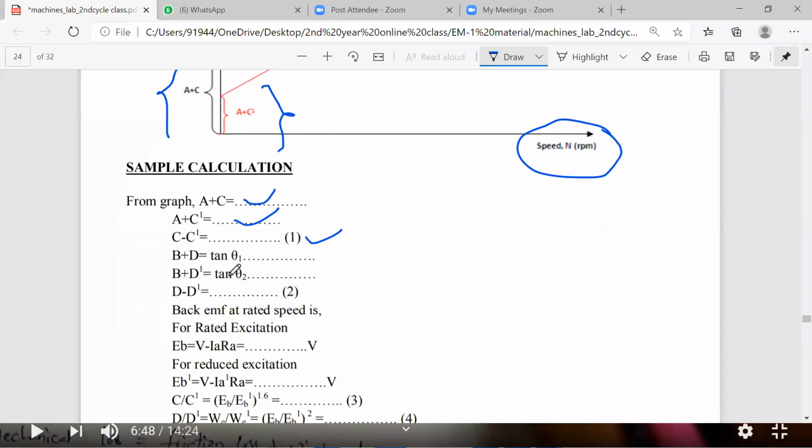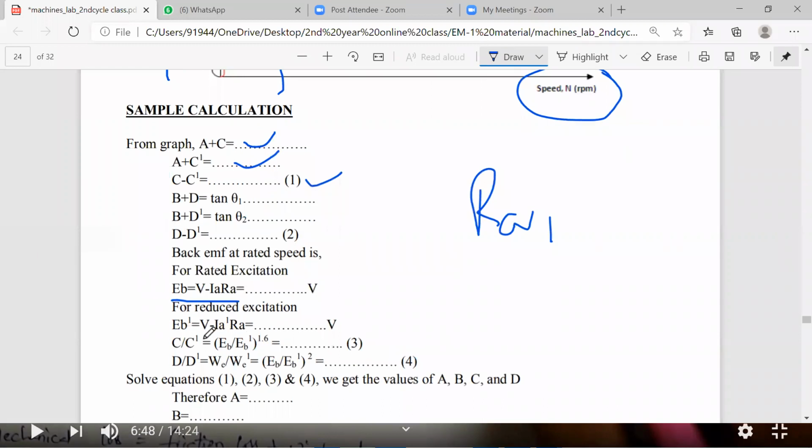And D minus D dash is calculated. Back EMFs at the rated speed are calculated. We know that EB equals V minus IA RA. RA is measured with the help of a multimeter or by test. EB dash equals V minus IA dash into RA.